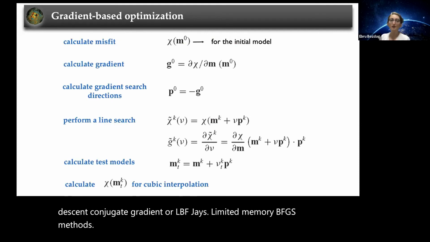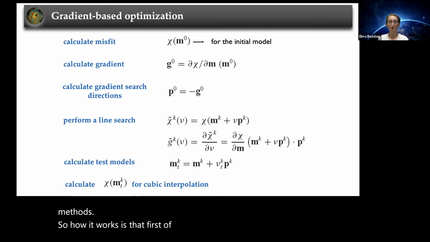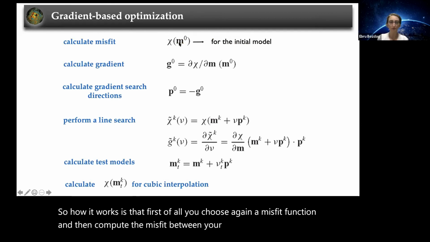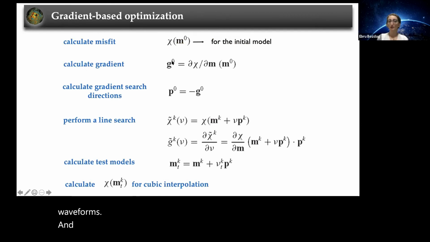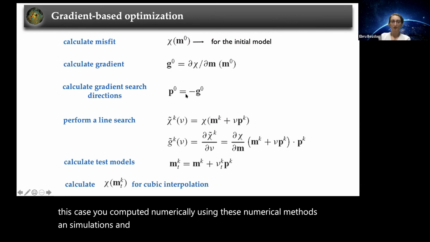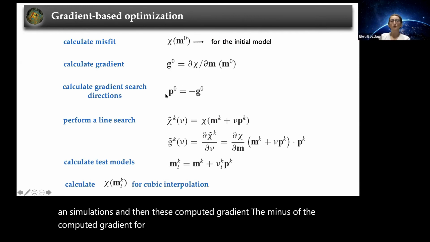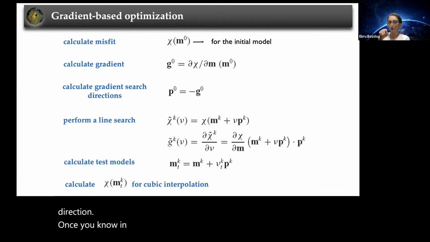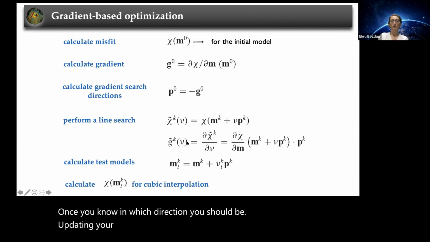So how it works is that, first of all, you choose again a misfit function and then compute the misfit between your observed and synthetic waveforms. And then you calculate the gradient of your misfit function. In this case, you compute it numerically using these numerical methods and simulations. And then the minus of the computed gradient for the starting model gives you the search direction. Once you know in which direction you should be updating your model, you then need to decide how much you should be perturbing your model.